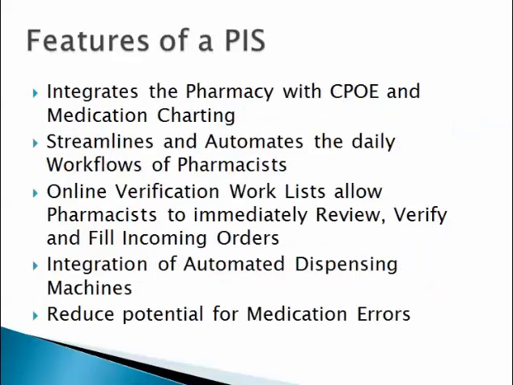Now let's talk about some features of a pharmacy information system. First off, it integrates the pharmacy with CPOE and medication charting. From the ordering to the administering, it's all there. It also streamlines and automates the daily workflows of pharmacists. Online verification work lists allow pharmacists to immediately review, verify, and fill incoming orders. This speeds up the process. A PIS also integrates automated dispensing machines, Pyxis machines, and medication workstations, as I mentioned in a previous module. Most importantly, though, it reduces potential for medication errors.